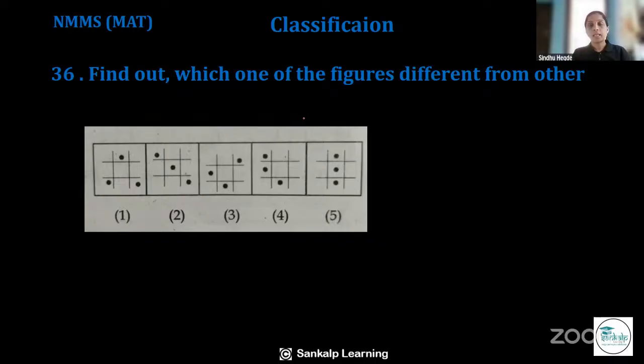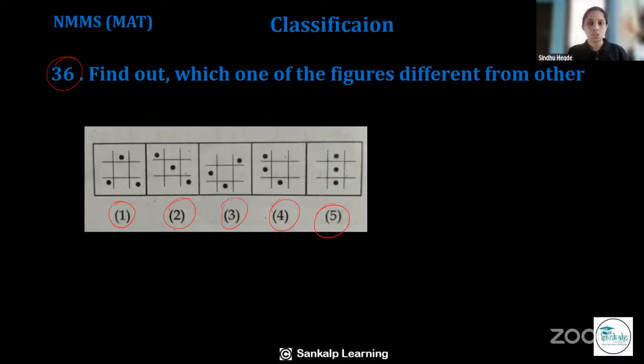Hello everyone, welcome to Sankalp Learning Solution. Let us see question number 36 of the chapter Classification Non-Verbal. Find out which one of the figures is different from the others. So these all are our figures 1, 2, 3, 4 and 5.